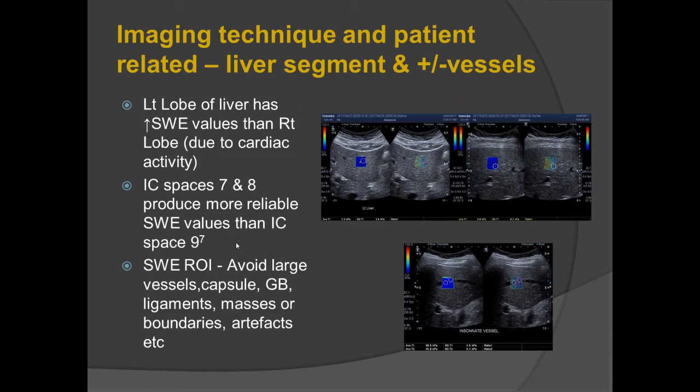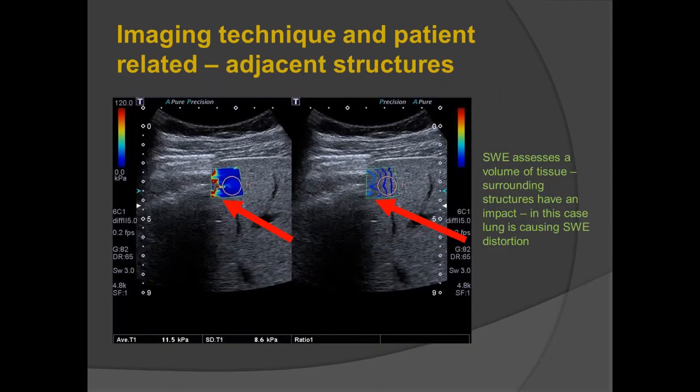So that is intercostal spaces 7 and 8. And this has been shown in practice to produce a much more reliable, reproducible shear wave value than going too high or coming too low and anterior. The other thing, because of the slice thickness, again, you have to remember you need to avoid vessels, avoid the gallbladder, stay away from the liver capsule or any boundaries at all, because as soon as you get refraction, you're going to bend the shear wave as well, and you're going to end up with variable numbers.